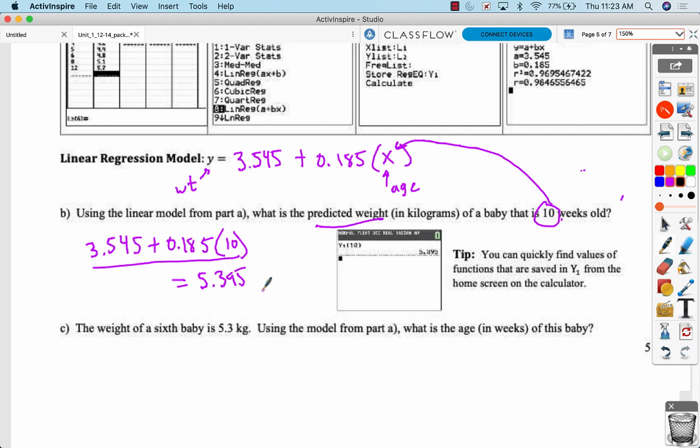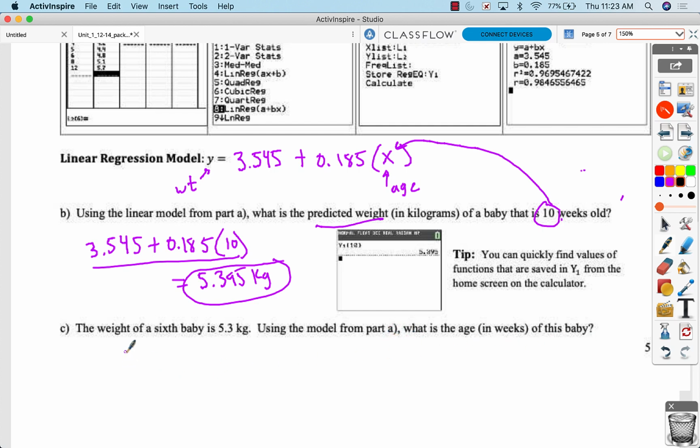Now you have to look to see what units we were in, because I forget what units. Okay, kilograms. So that's it. Next: the weight of the sixth baby is 5.3. Use the model from part A. What is the age in weeks?